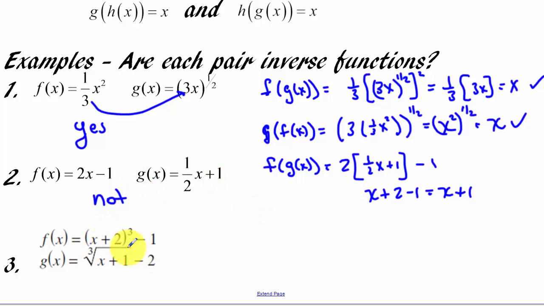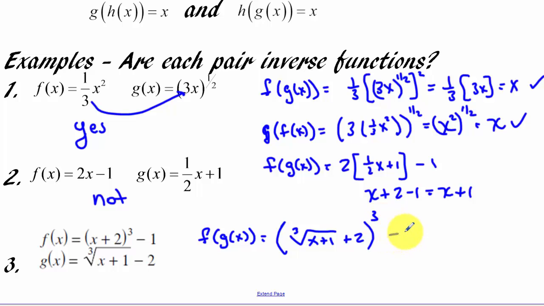Also, these might look like inverses. To undo a cubed, we use a cube root. To undo this subtract 1, we add 1, etc. So let's see whether these indeed are inverses. So let's look at, let's say, f of g of x. So I've got here cube root of x plus 1, plus 2, and that's cubed, minus 1.